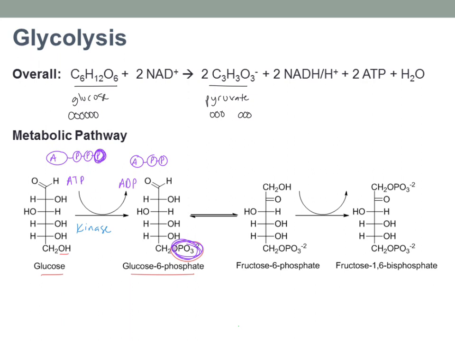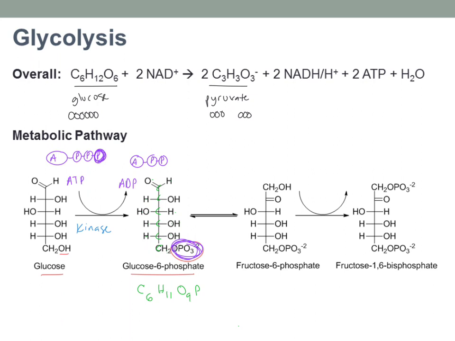So I'm going to just write the formulas here because this one doesn't seem as obvious to me. So it looks like I have 1, 2, 3, 4, 5, 6 carbons. So this is a C6. Hydrogens, I've got 1, 2, 3, 4, 5, 6, 7, 8, 9, 10, 11. I've got 11 hydrogens. I've got 9 oxygens and 1 phosphorus.